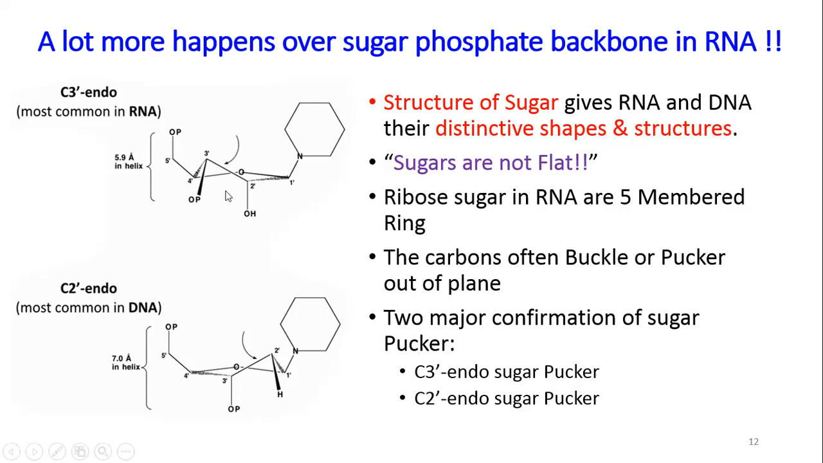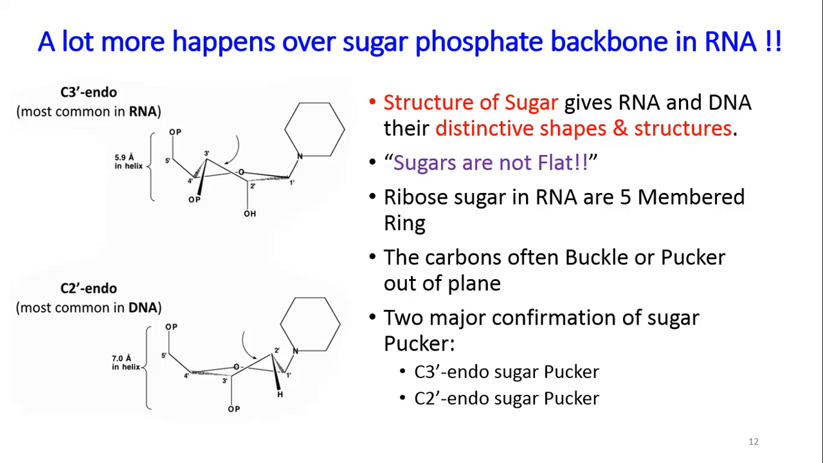Okay, so since these are not flat, that means one of the carbon atoms from your sugar group will kick its knee out of its plane. And what kind of carbon atom kicks its knee out of its plane? We have two types of puckering. We call them 3 prime endo puckering and 2 prime endo puckering.